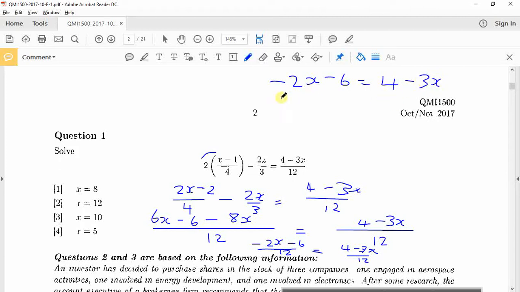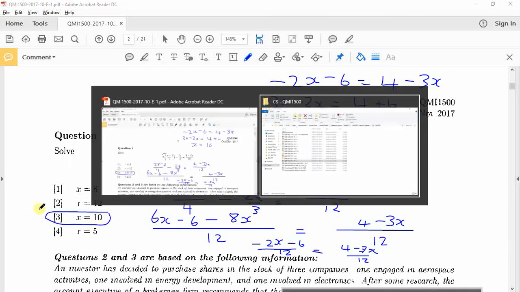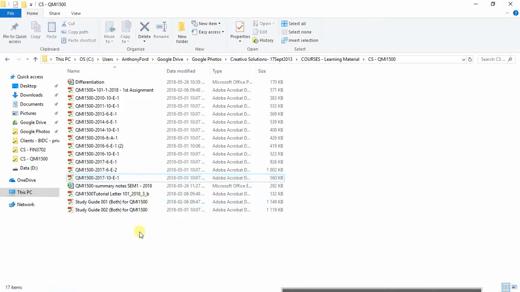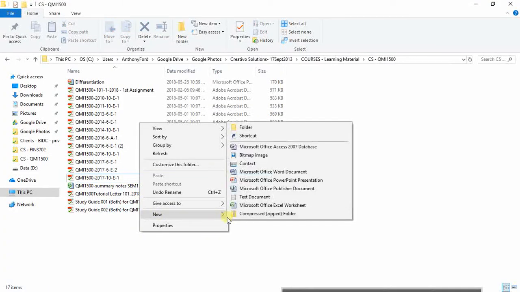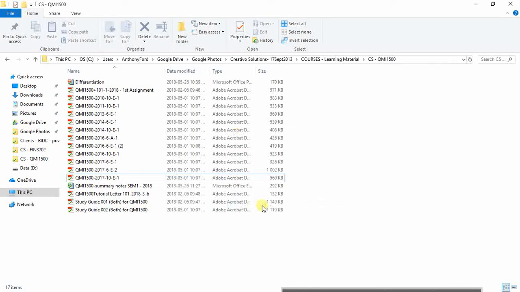So take that across. I'm going to have plus 3x here, minus 2x equals 4 plus 6. So that's going to give me x equals 10. I got the same answer but did it differently, because I didn't do the brackets first. It doesn't matter how you did it as long as you managed to get it.